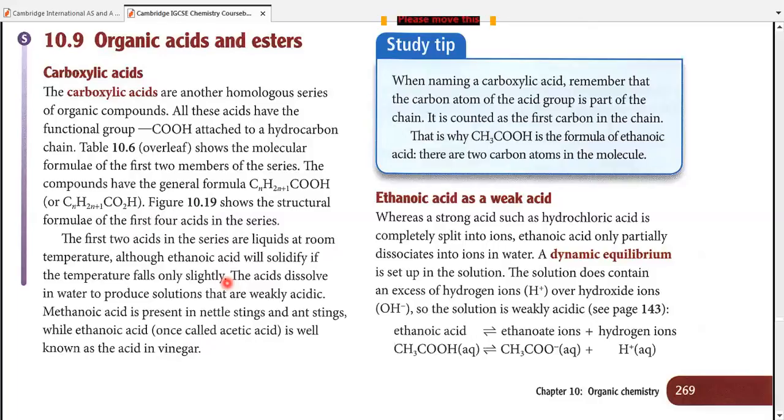कार्बोक्सिलिक एसिड्स में आइसोमेरिज्म इज नॉट अ पार्ट ऑफ IGCSE. ठीक, तो हम बाकी सारी चीजें करेंगे, आइसोमेरिज्म नहीं करेंगे. So although ethanoic acid will solidify if the temperature falls only slightly, ethanoic acid बहुत जल्दी solidify हो जाता है if the temperature reaches 8 to 10 degrees centigrade, which is usually a temperature in colder region parts of the world, specifically during the last months of the year. ठीक है, तो this temperature can easily solidify ethanoic acid.